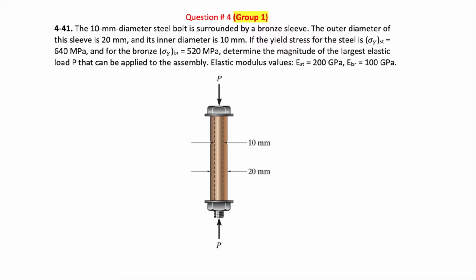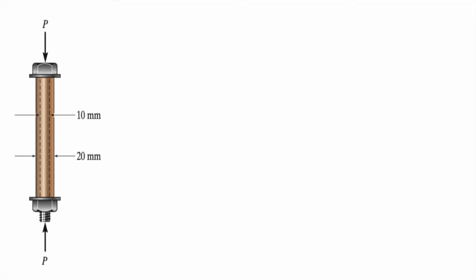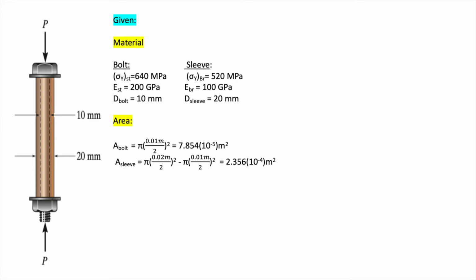Thank you very much. First thing I want to do is record all the mechanical properties for each material in this problem. So here's the information for the steel, and here's the information for the brass. And the sleeve is made of brass, the bolt is made of steel.